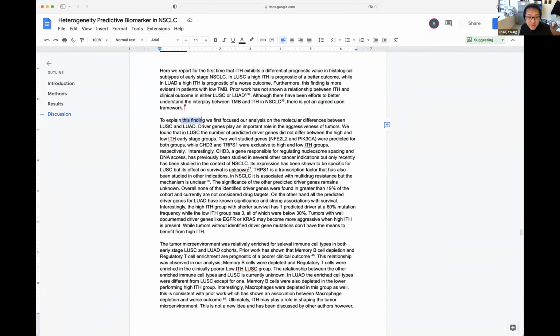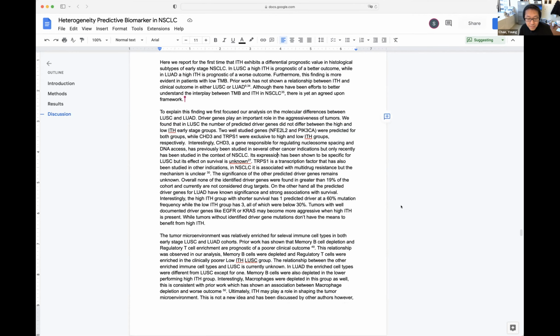So when you say this finding, well, I mean, you said this. Why did you say this? You think more genes may be related to resistance? Is that?